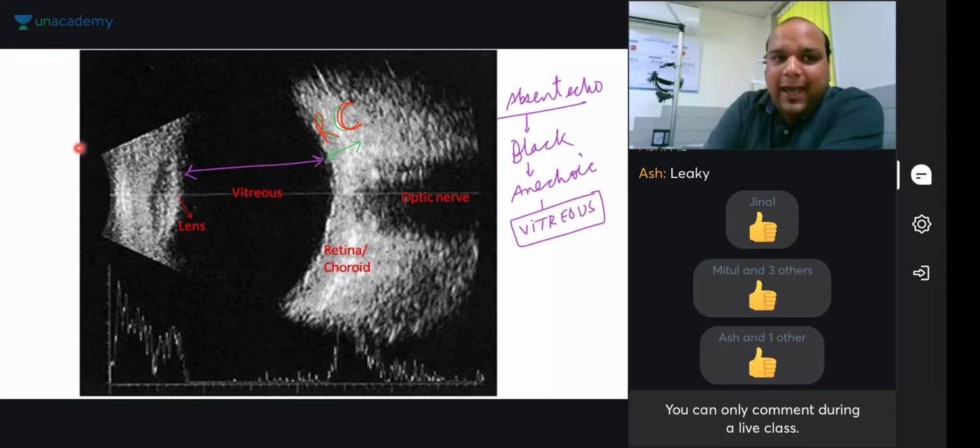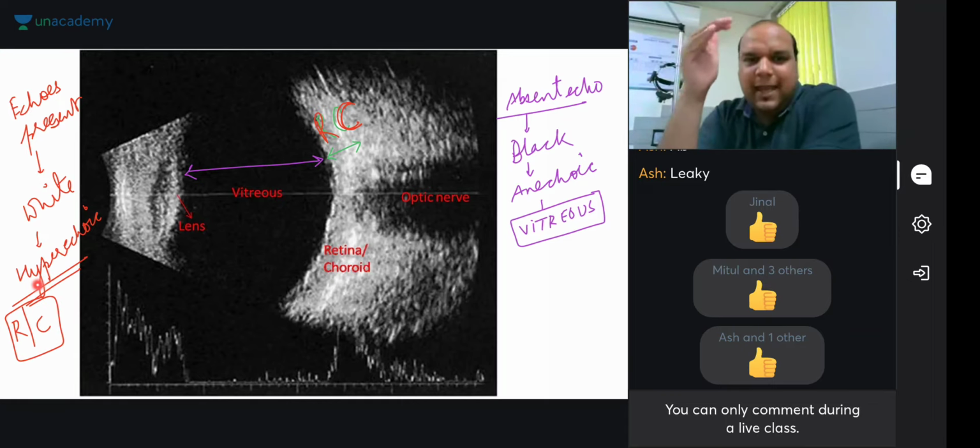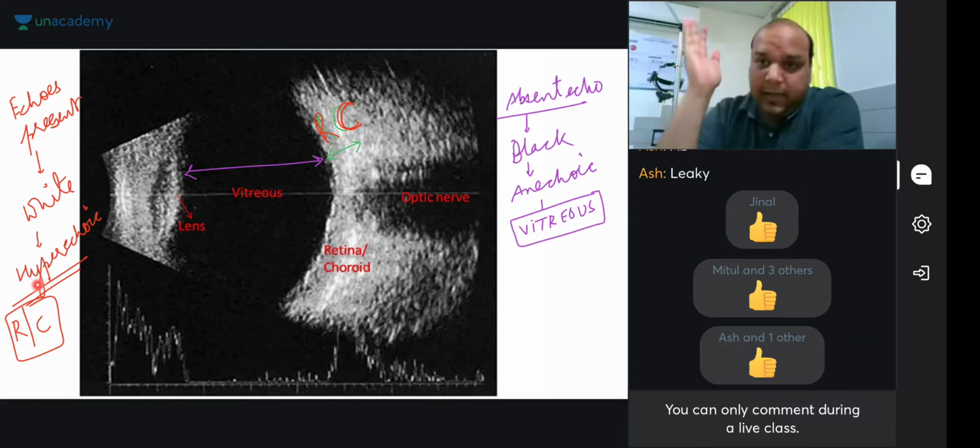Retina and choroid both have echos present. When echos are present, it appears white. We call this area hyperechoic. When we call this area hyperechoic, we now know retina and choroid are white in color. Please do remember that on a normal B scan, vitreous is black in color and retina and choroid are white in color. Anechoic or hyperechoic.